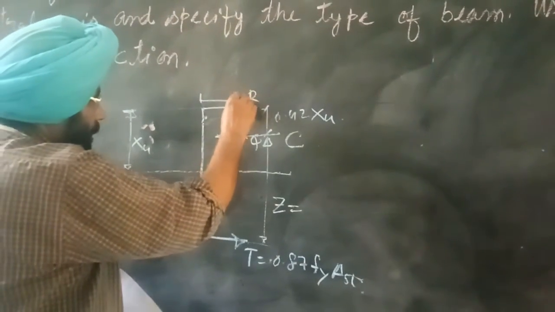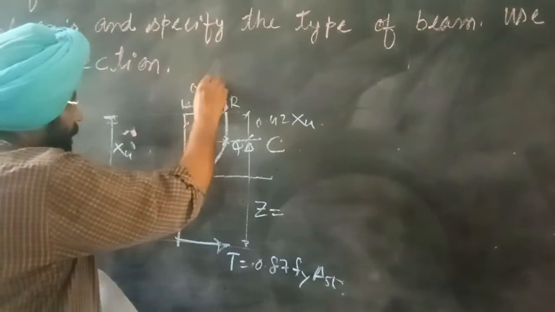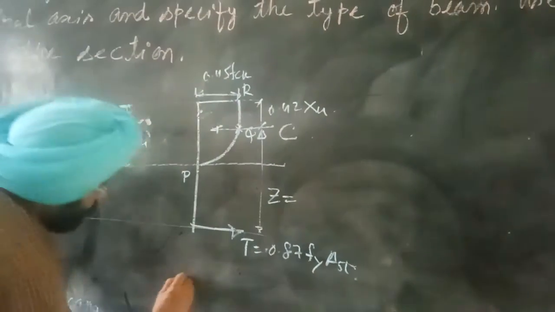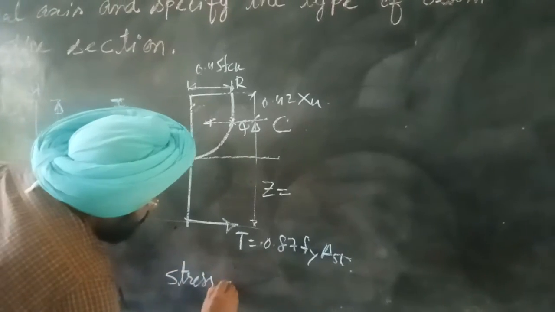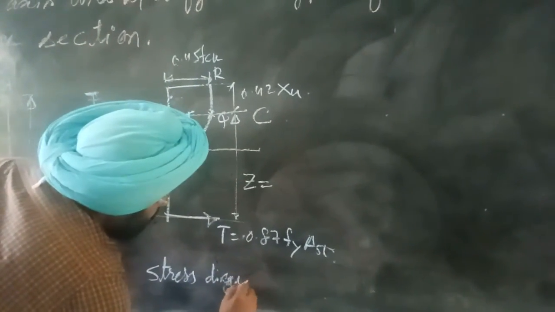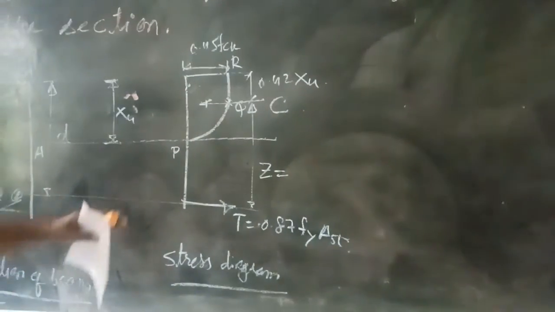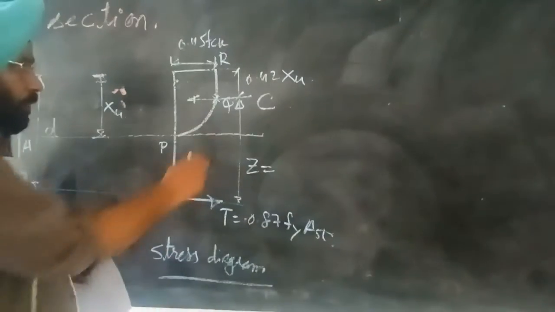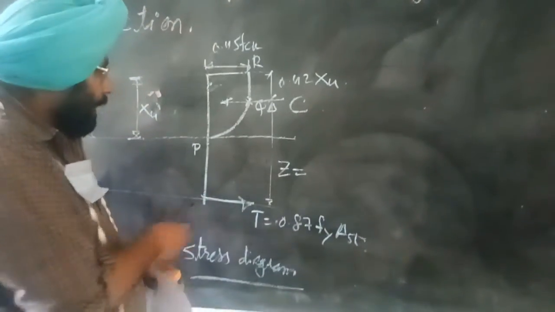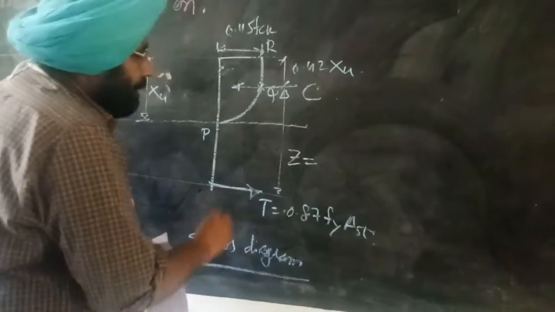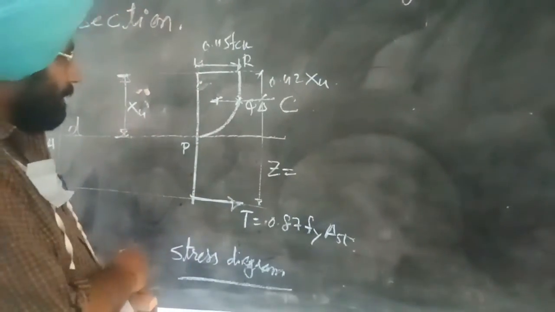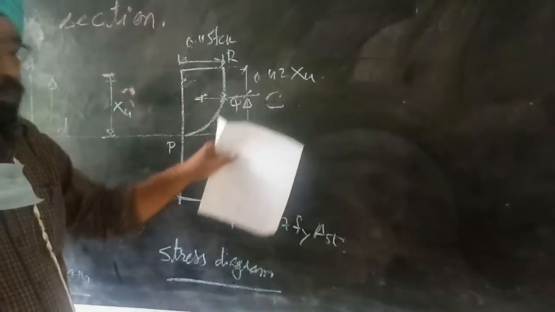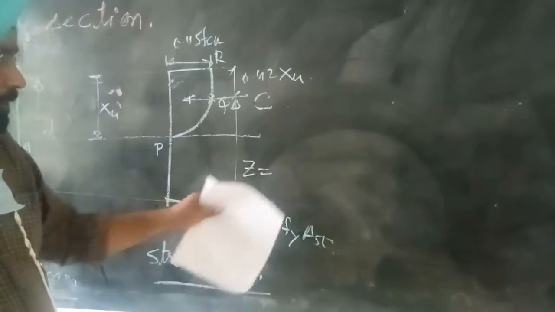And this is 0.45 fck. So this is the stress diagram for the beam section. From P to Q the stress variation is parabolic, and from Q to R it is linear, and below the neutral axis the stress is 0.87 Fy, tensile stress, and Z is the lever arm. That is, the distance between the resultant compressive force and the resultant tensile force is called the lever arm, Z.